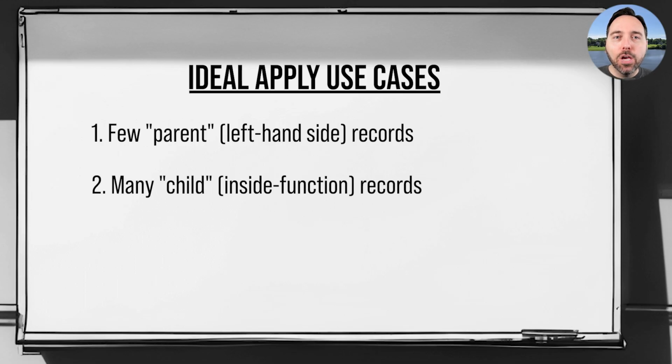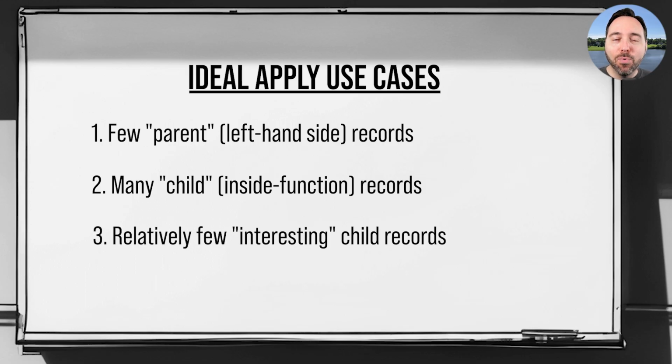Second, we want a huge number of rows in the table or tables we reference within the ad hoc function. We could consider this the child records. If I want to get transactions for each customer, I want a relatively small number of customers, but a huge number of transactions. The third consideration, which is critical here, is that I want relatively few interesting rows to come out of my ad hoc function.